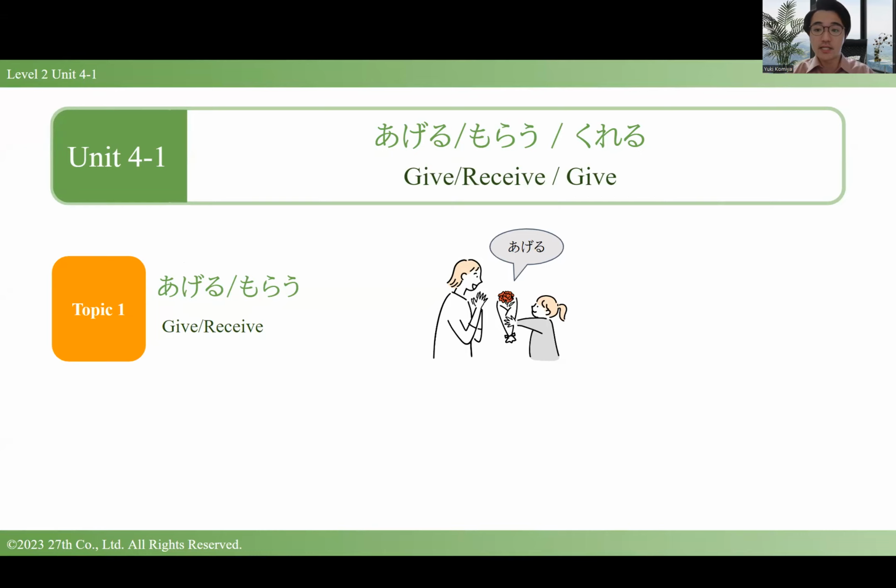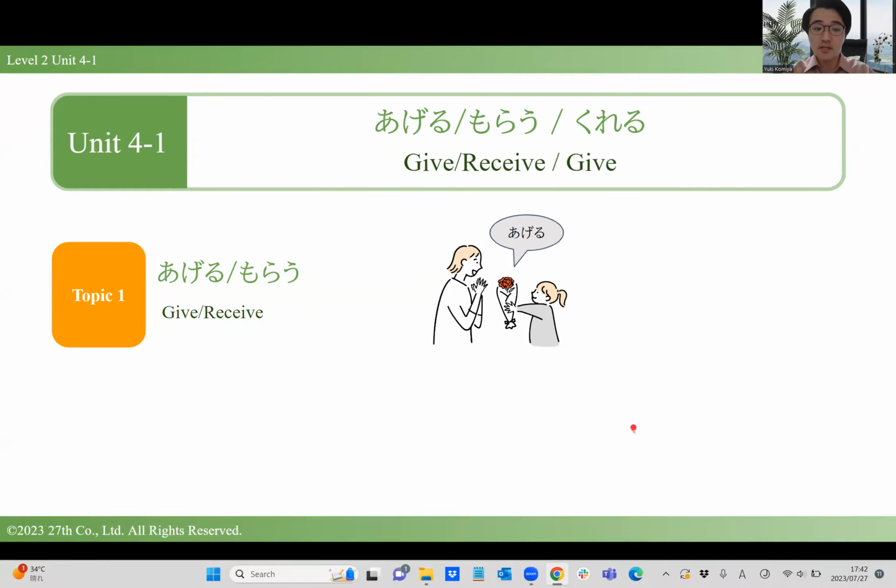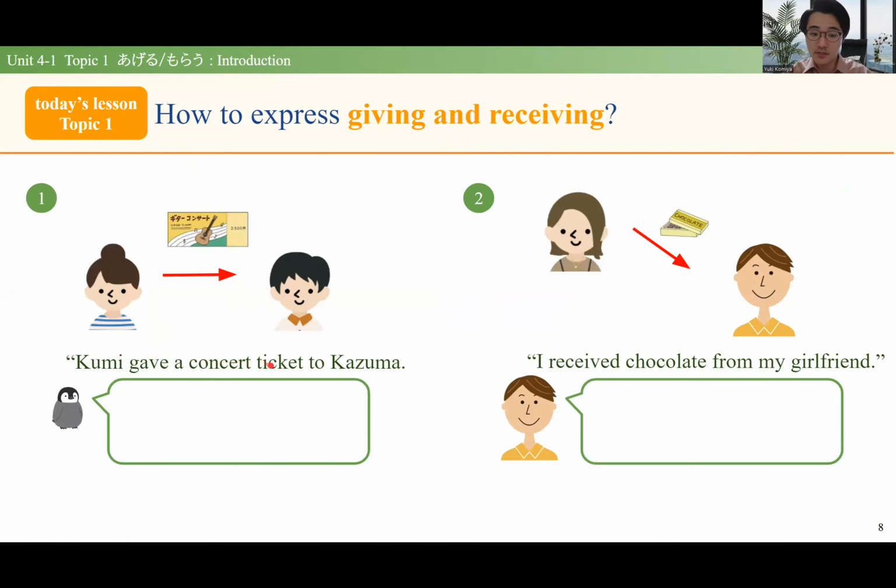In this lesson, we're going to be learning 3 ways to describe the giving and receiving transactions. Now, actually, giving and receiving in Japanese is rather complicated. It would depend on in which direction the item is moving and from whose perspective you're looking at it. Like Kumi gave a concert ticket to Kazuma. Like I received chocolate from my girlfriend. So that's like transaction of items. This is giving and receiving. And this is actually not so simple as it is in English.